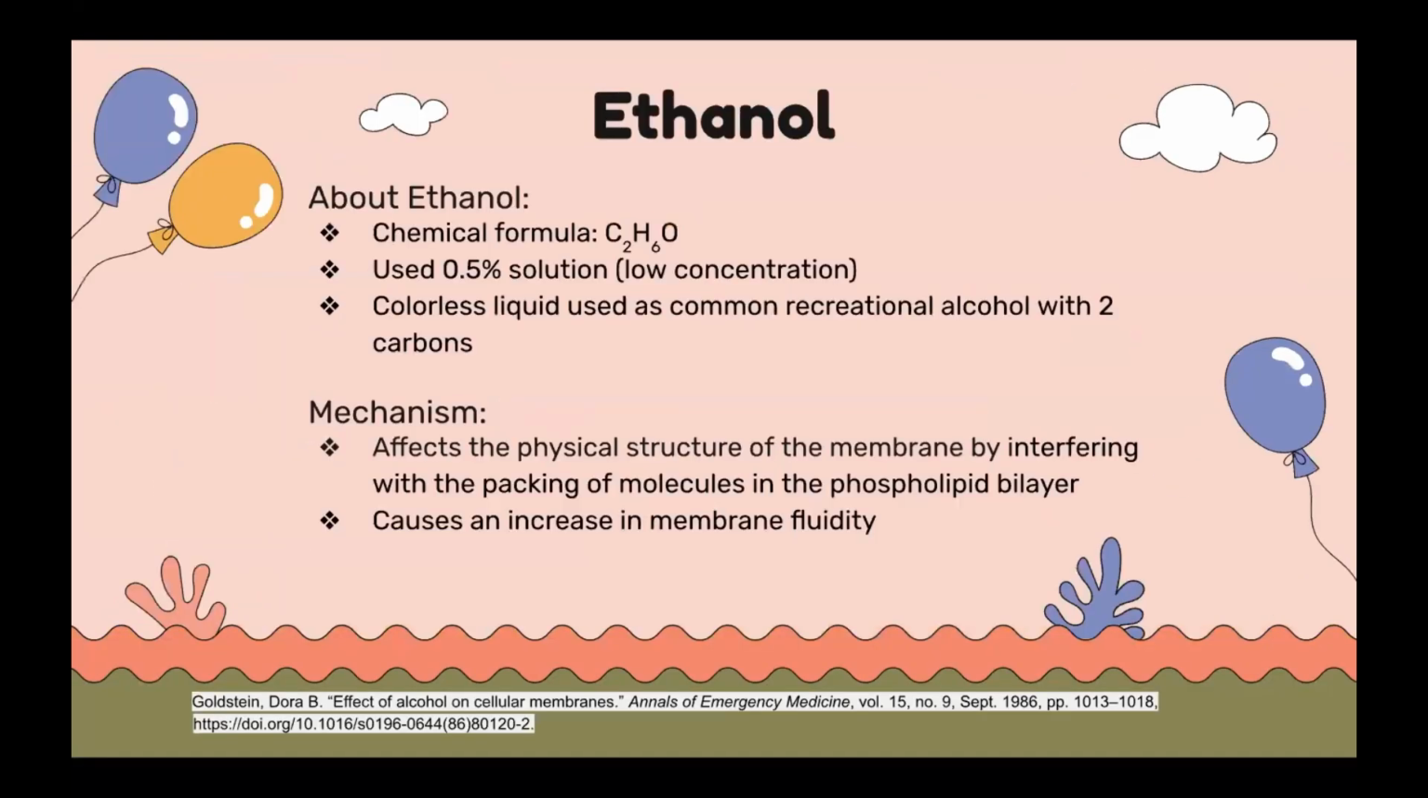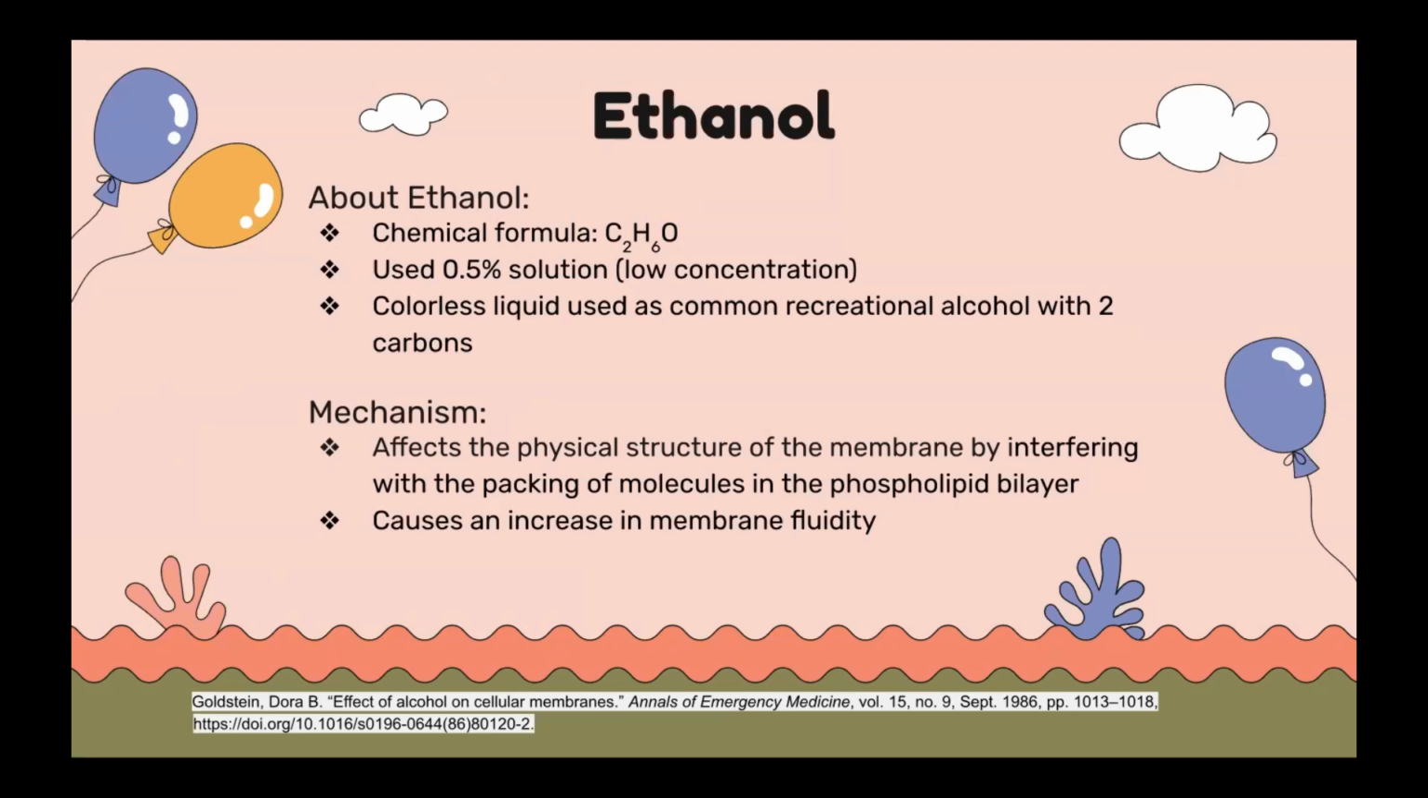We first studied ethanol, which is a colorless liquid commonly used for recreational alcohol. Its chemical formula, C2H6O, is different from other alcohols as it has two carbon chains. We used a 0.5% ethanol solution, meaning it has a relatively low concentration.